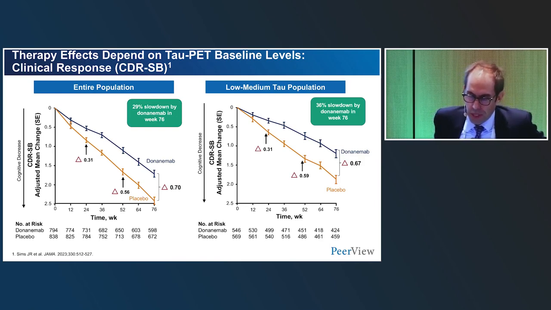And it also has an effect on the therapeutic symptomatic response. Again, we see on the left side the entire population, where there has been a 29% slowdown at week 76 as a response to the therapy. But in the low tau population, it has been even 36% slowdown. So potentially it might indicate to move to earlier stages, and only the tau PET can give you that information, because all of them were amyloid positive.